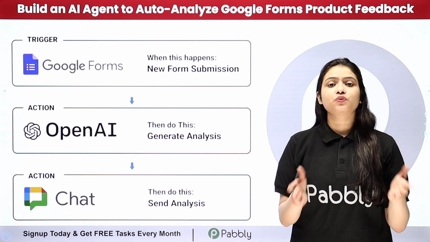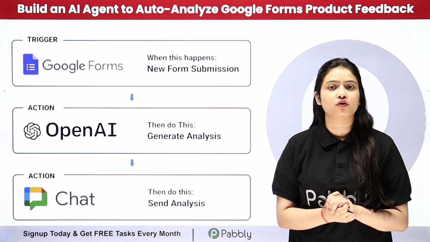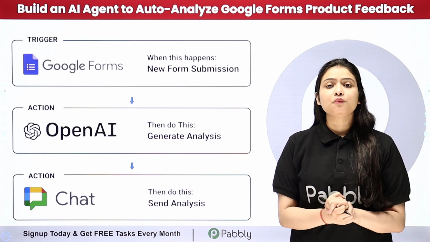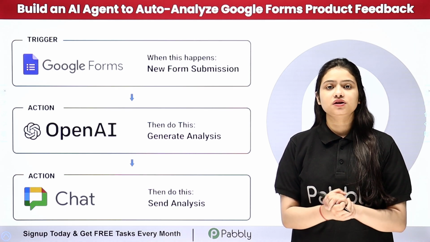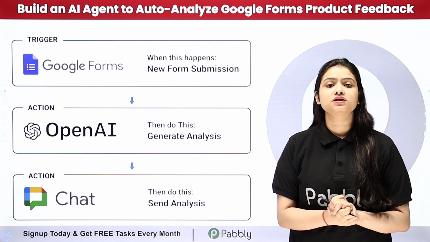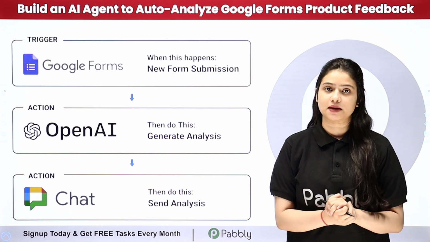But doing it manually is going to take a lot of time. Therefore, I have decided to automate this entire process with the help of my AI agent, that is OpenAI and Pabbly Connect. Now every time I am going to receive a new feedback form submission through Google Forms, automatically my AI agent is going to generate the summary for the analysis of that feedback, and automatically a message notification is going to be sent to my team members on Google Chat Space for that same summary.